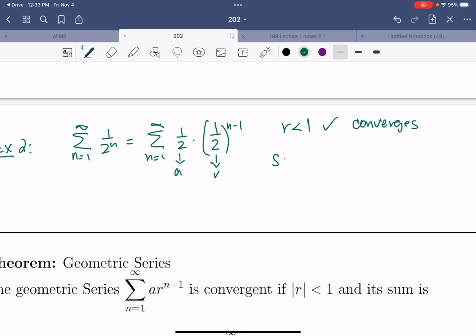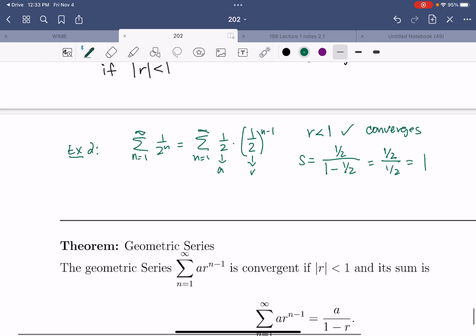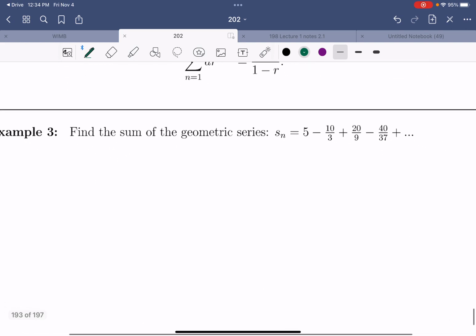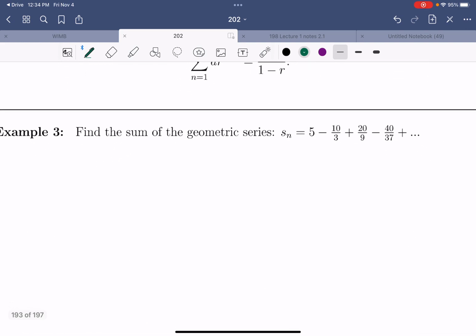And it converges to s, which is a, which is 1/2, divided by 1 minus r, which is also 1/2. And that turns out to be 1/2 over 1/2, and that's 1, which is exactly what we got when we did it up above. Okay, so it is consistent with what we did up above. Okay, those are geometric series. Okay, let's take a look at this one.